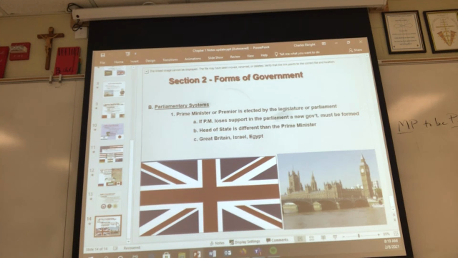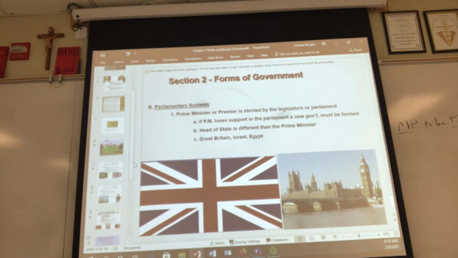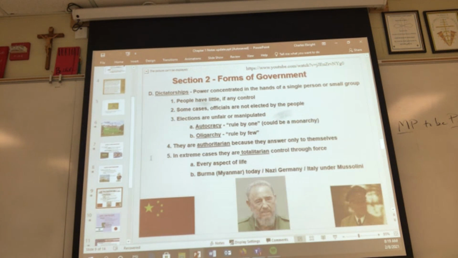Oligarchy. That's simple. That's just rule by a few. It's a form of dictatorship. The example I gave was China, where the Communist Party rules.